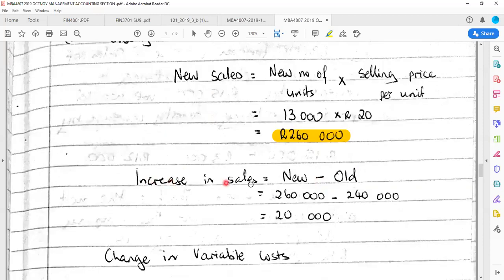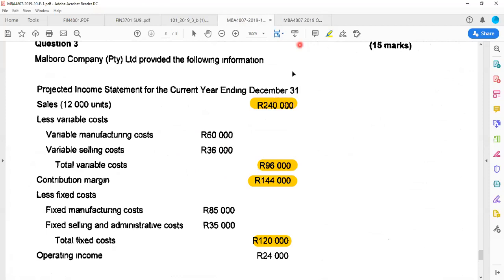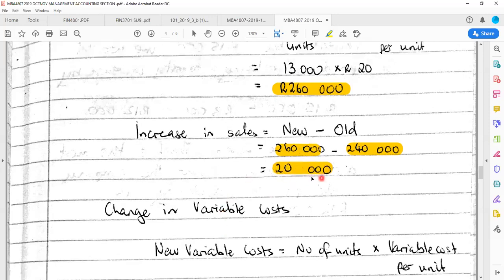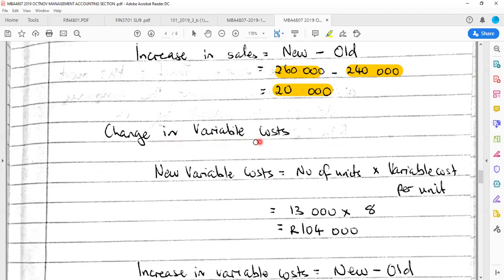So the increase in sales is the new sales of 260,000 minus the existing sales of 240,000, giving us an increase in sales of 20,000. This is a positive. If sales go up, this is a positive, so we would put a plus there because it's something positive. Now let's look at the change in variable costs. So this would be 20,000 adding to profit.